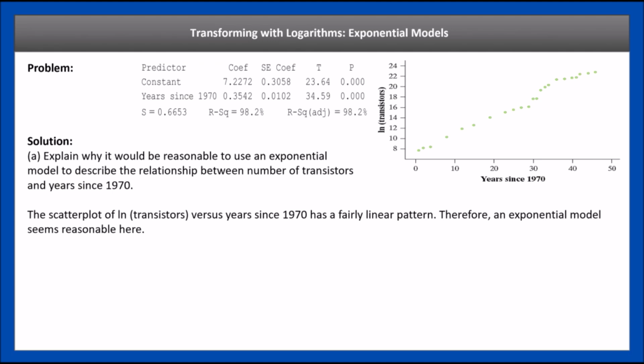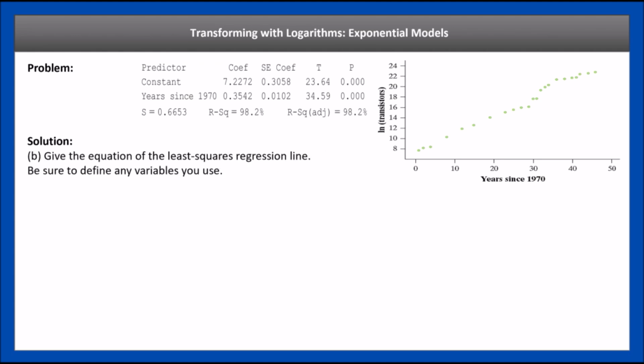So first off, you can see the scatter plot of the natural log of transistors versus x has a fairly linear pattern. Therefore, it's reasonable to assume that there's an exponential model at play here. Again, if they gave you a residual plot as well, you would have to put that in your description here. Here they didn't give you a residual plot, so you don't have to explain it, obviously. But if they did give you a residual plot, you need to use that in your description. So again, we're looking for randomness in the residual plot, no patterns, okay, for this.